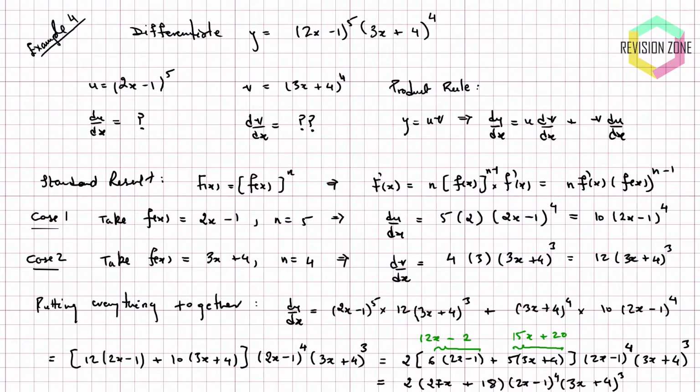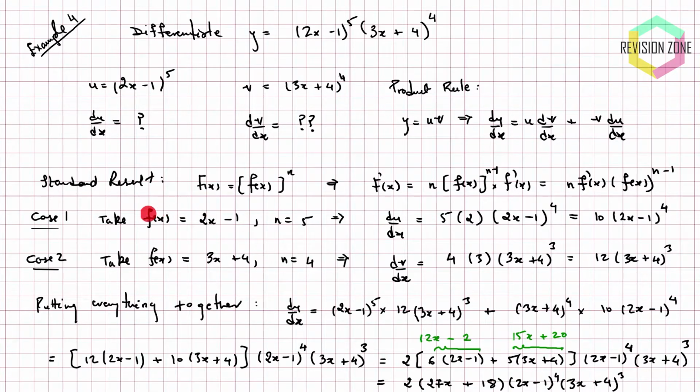So we're going to use the standard result twice. We're first going to apply it to u, and then we're going to apply it to v, right? So case one is we're going to take our lowercase f of x to be 2x minus 1 and our n to be 5, right? So we've got something like that basically. So when we differentiate, it's going to be n times f prime times f to the power n minus 1. So our n is just 5.